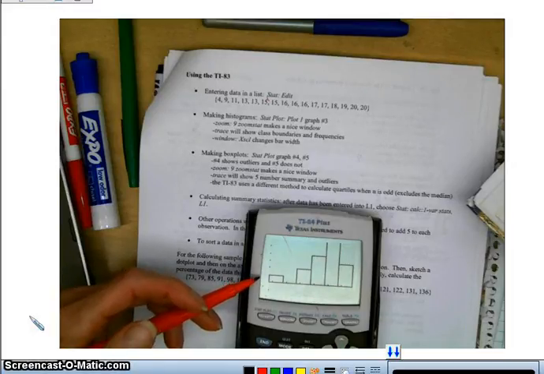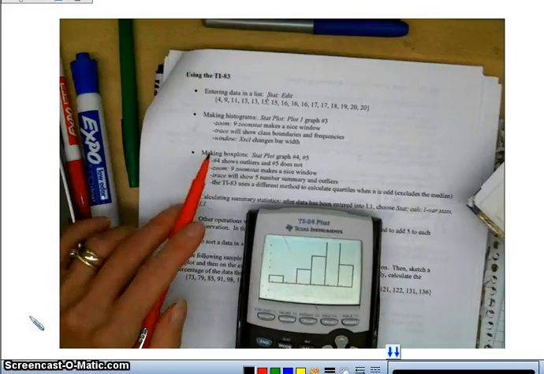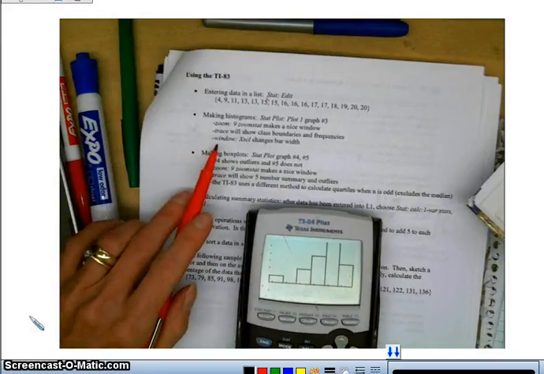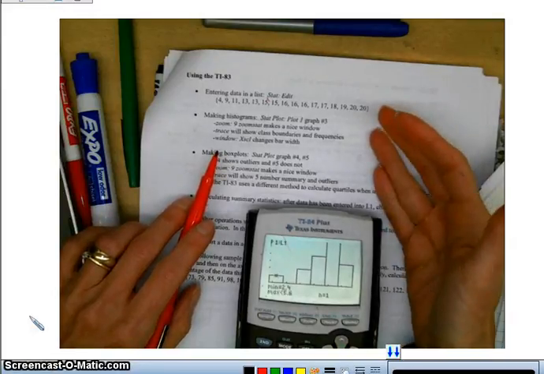How do you get the numbers to show up? It tells you right in your notes. After zoom 9, what does it say? Trace will show you. Hit the trace. I'm not even looking at my book. This is the short version in your notes of this.